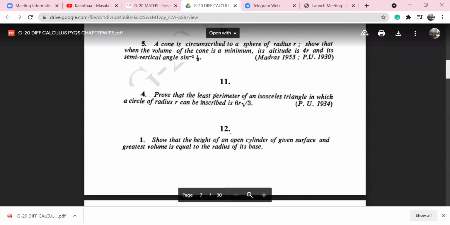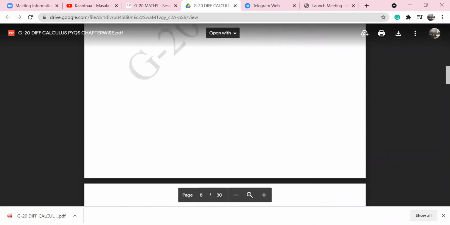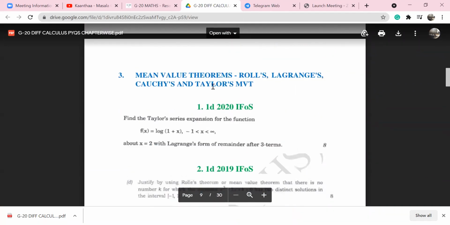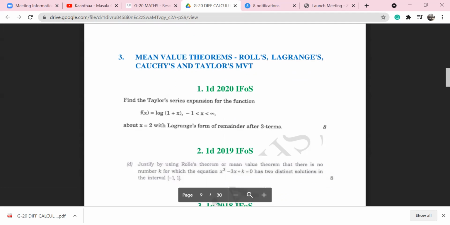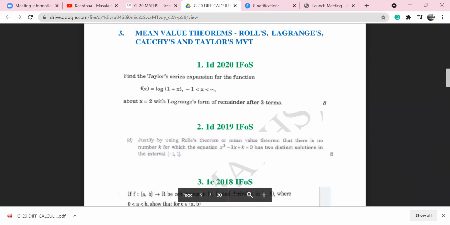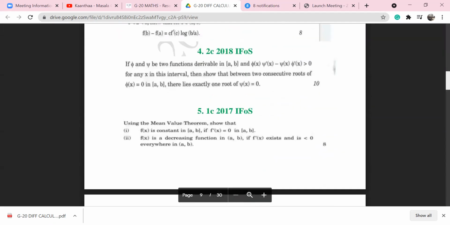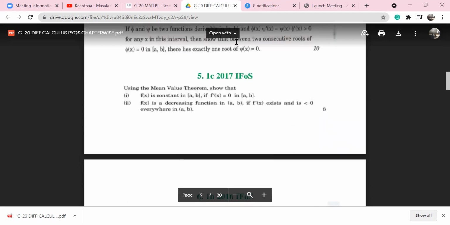Yes, mean value theorem, Rolle's theorem, and your Lagrange and Cauchy. It has questions from Taylor's MVT also, which we have not done yet, but most of the questions belong to Rolle's and Lagrange mean value theorem. So you can download this sheet and practice. I will do some of the questions from this. So let's start.